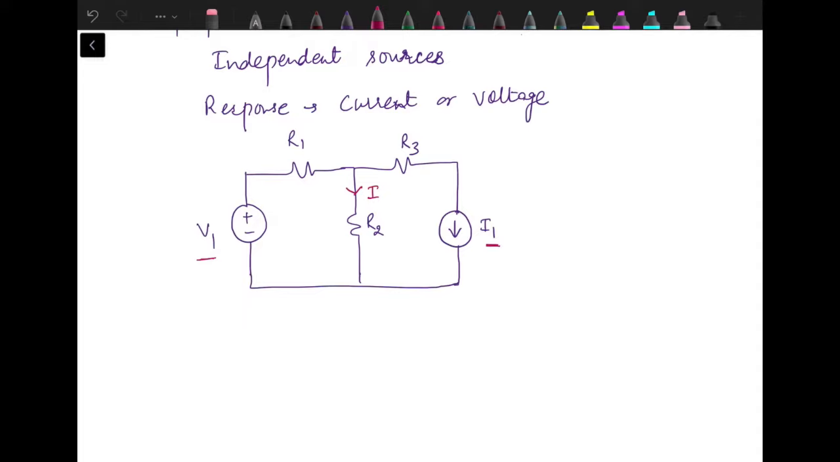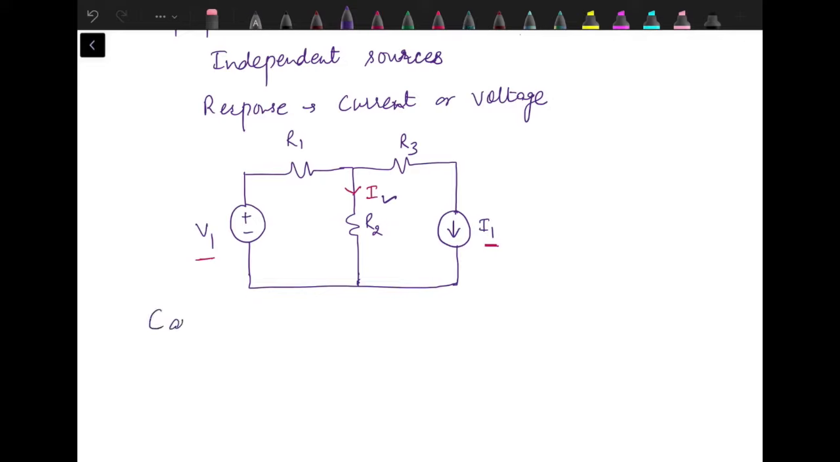So what we have to do when we have this type of circuit, we need to check how many independent sources are there. So we have two independent sources. We have to find out two different values of current I, that is the current through resistance R2. How to solve this? We say that we have two different cases. Case 1, when only voltage source V1 is active.